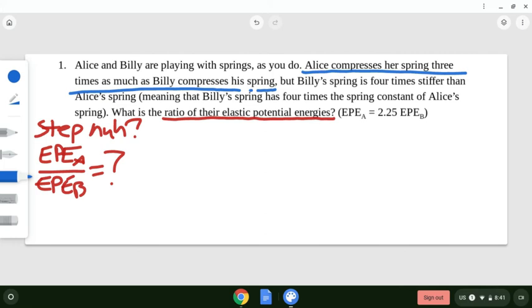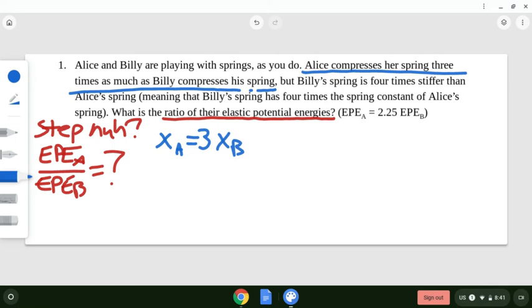The symbol we've got here is X. So X of Alice is going to compare somehow to X of Billy. X stands for the compression or extension of a spring. So the number is 3. On which side does the 3 go? Does it go on the left or the right? Alice compresses her spring 3 times as much as Billy compresses his. It's going to go on the right. I don't know how much Billy compresses his spring, but I do know that when Alice compresses hers, it ends up being 3 times as much as Billy's.